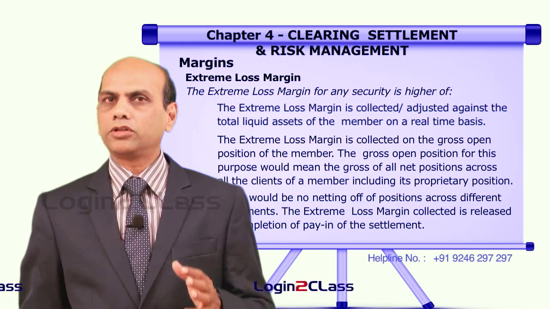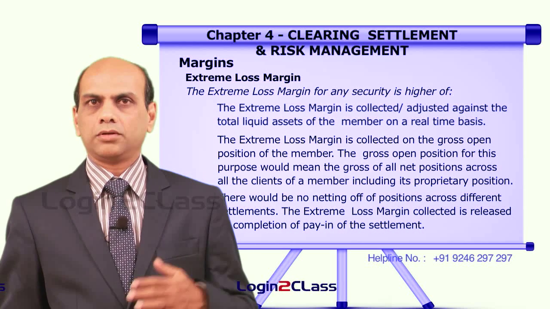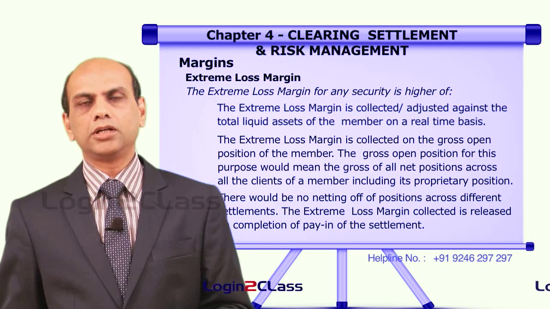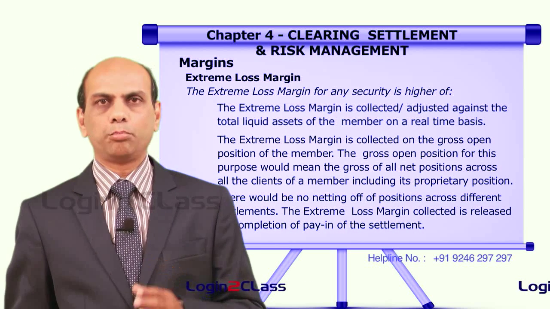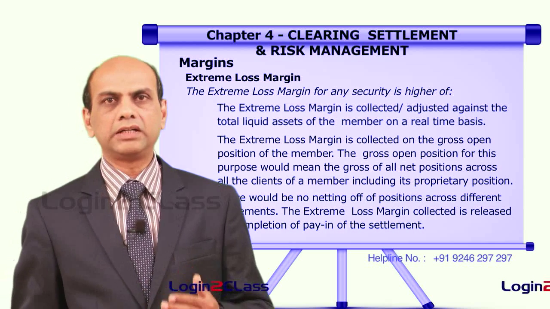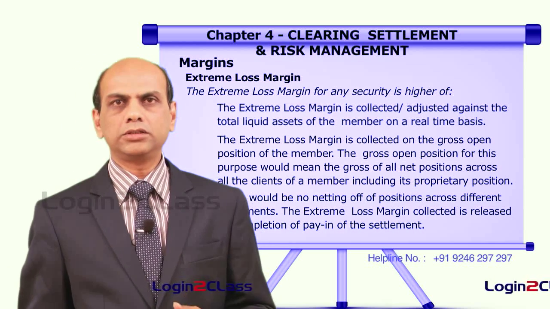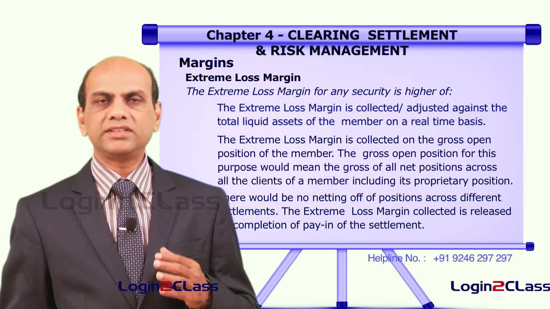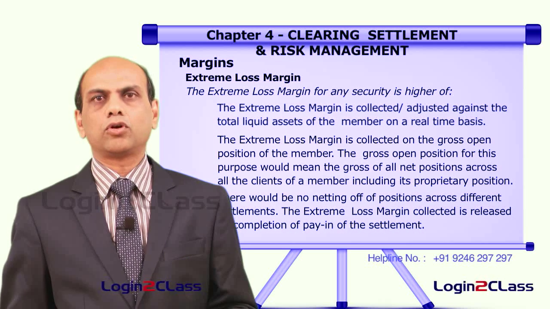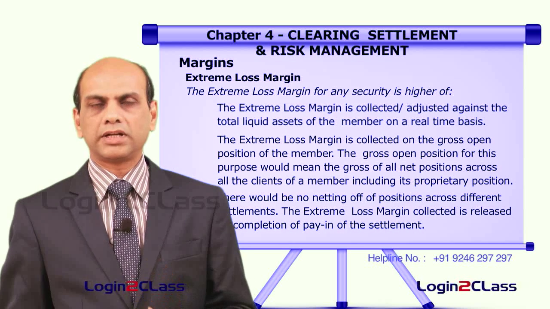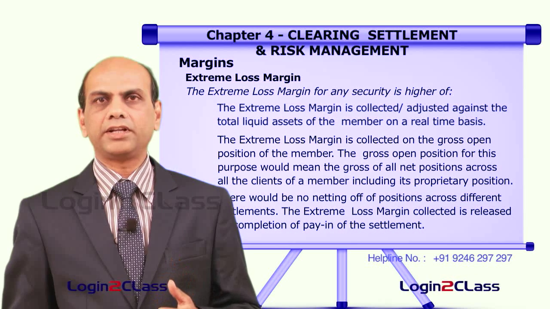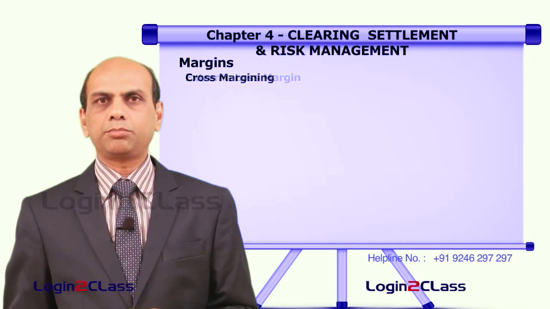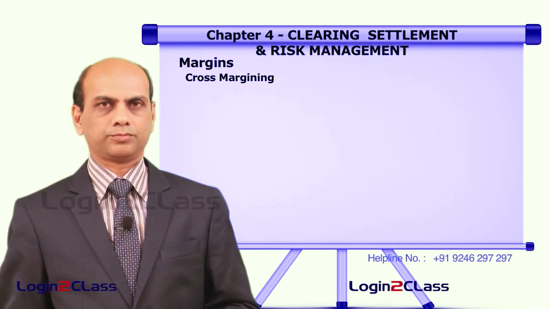Now, we have seen three different types of margins: value at risk margin, mark to market margin, and we have also seen what is extreme loss margin, which is computed on a real-time basis. Mark to market margin is generally computed after the market closes, so that we can arrive at the loss positions of the contracts or positions which the clients and the proprietary accounts have taken for that respective trading member. Now, we are coming to a concept called cross margining.